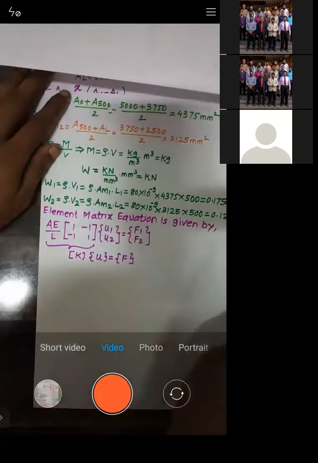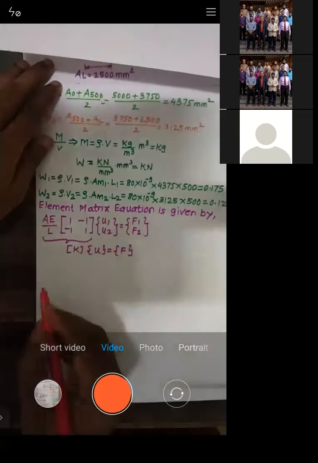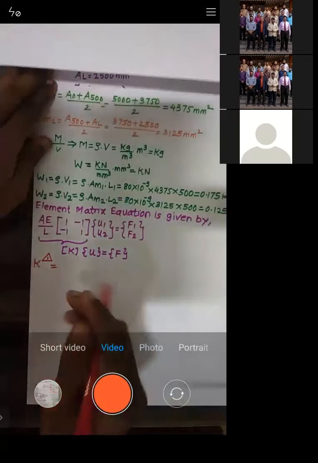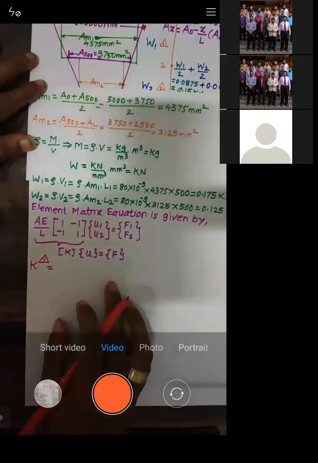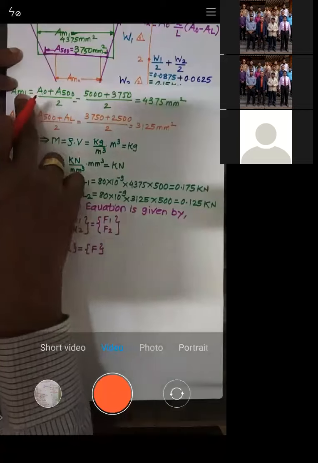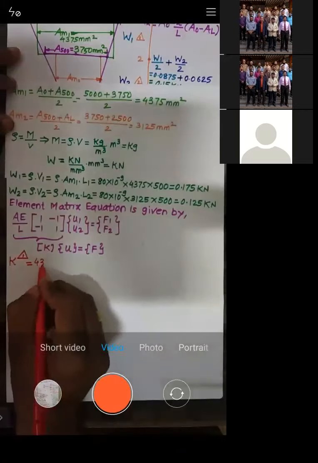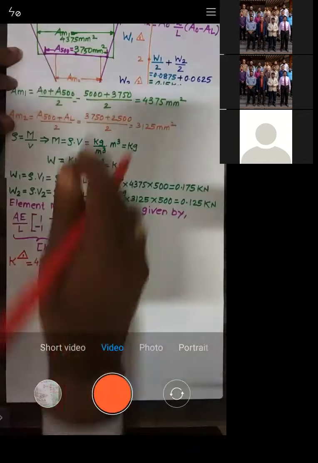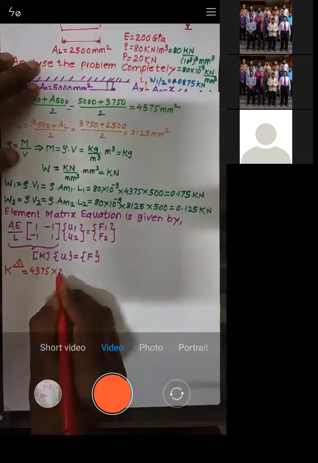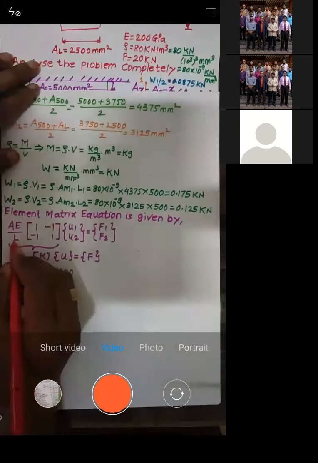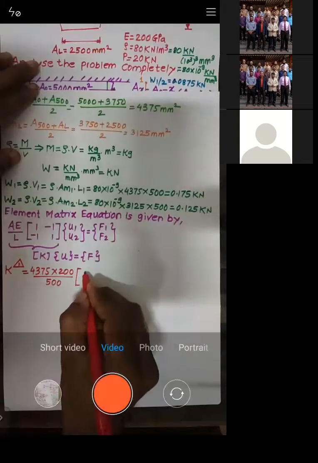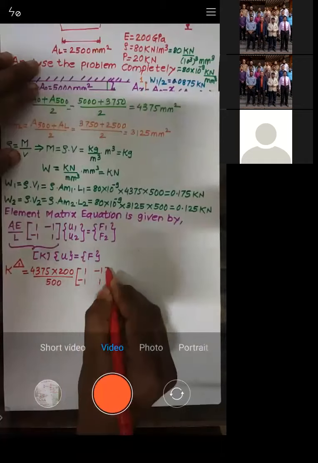So let's start with element number 1. Stiffness matrix of element number 1. Okay, I will write down the stiffness matrix for element number 1. It is to be written as area of element number 1, which is 4375, into E. E is the same for the entire problem, its value is 200, upon length of element 1. Each element is of 500. So 500 into [1 -1; -1 1], right?